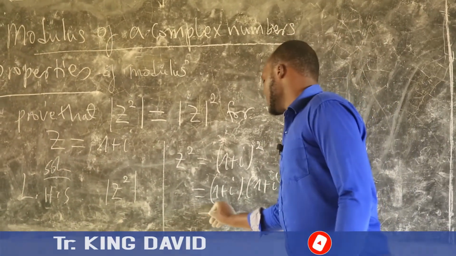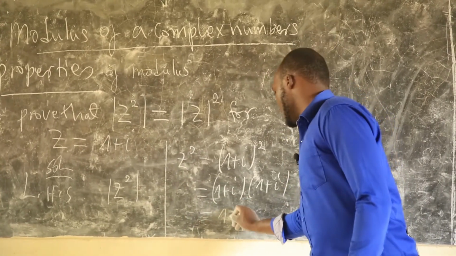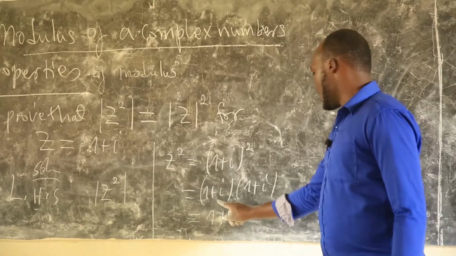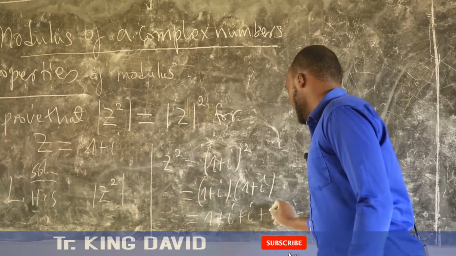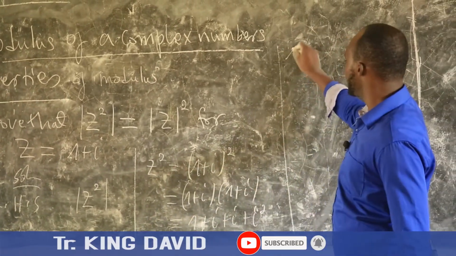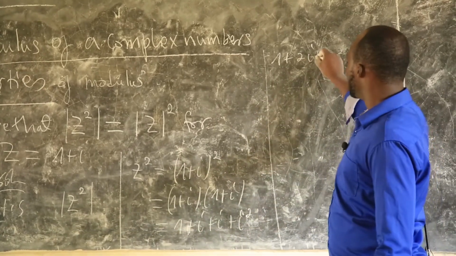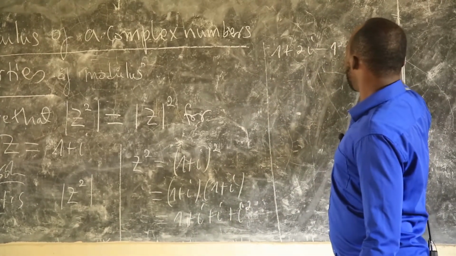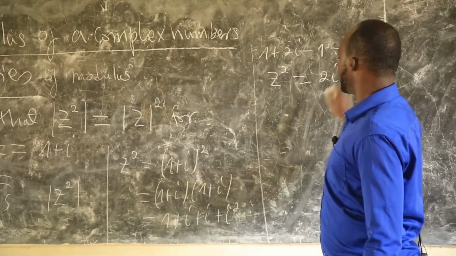We just expand. This is 1 times 1, which is 1; 1 times i, which is i; i times 1, which is i; i times i, which is i squared. So this is 1 plus 2i, and i squared is negative 1. The answer is 2i, meaning that Z squared equals 2i.